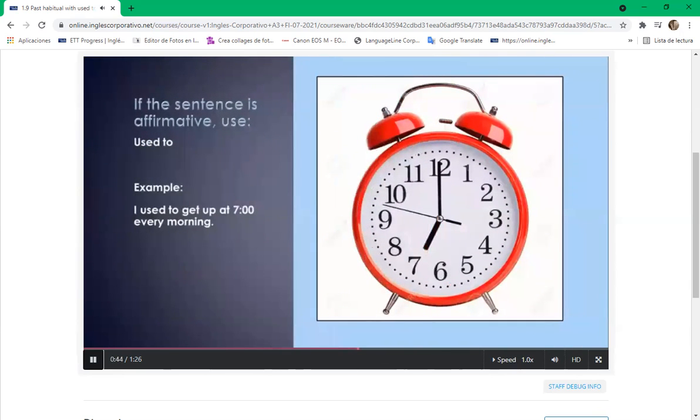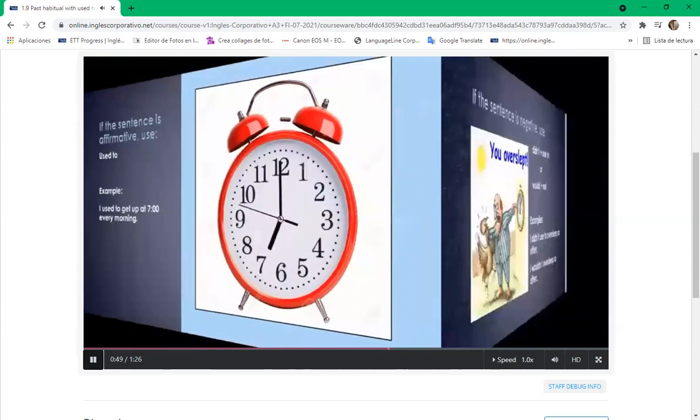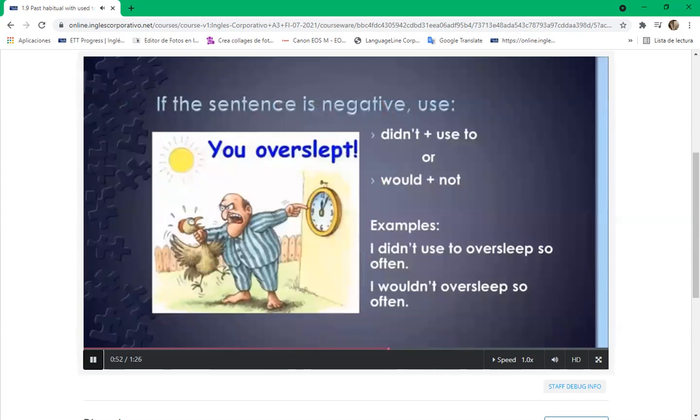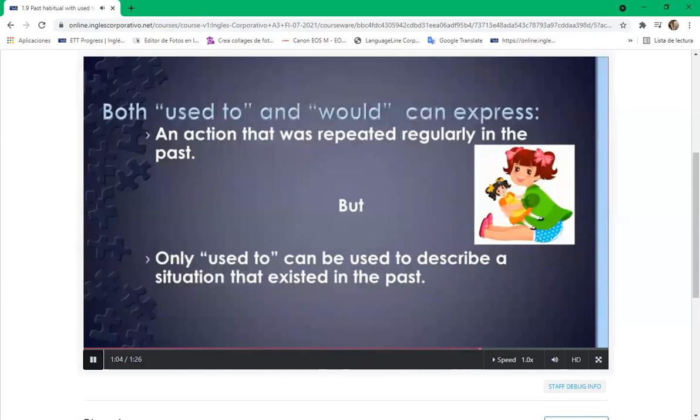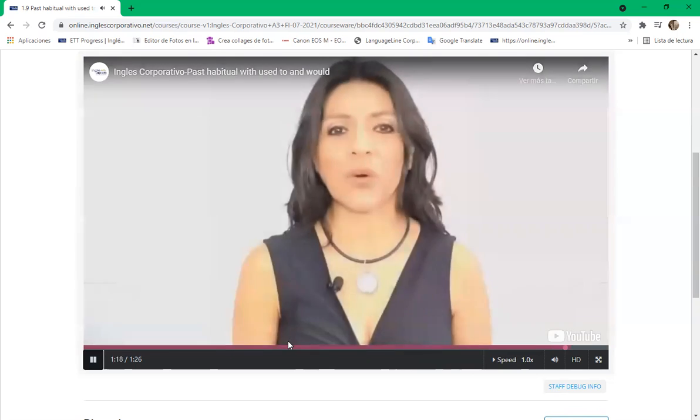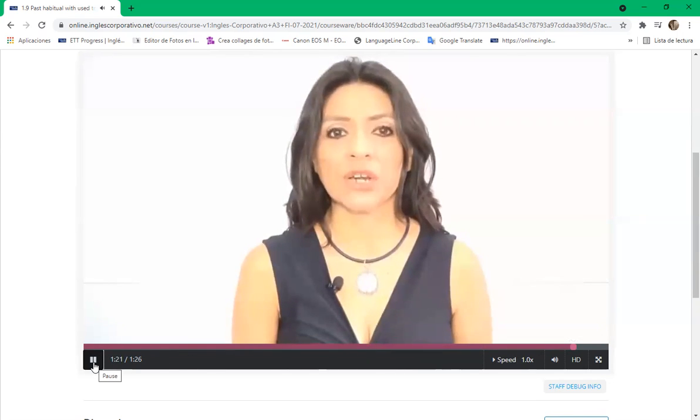If the sentence is affirmative, use used to. Example, I used to get up at 7 every morning. If the sentence is negative, use didn't plus used to or would plus not. Examples, I didn't used to oversleep so often. I wouldn't oversleep so often. Both used to and would can express an action that was repeated regularly in the past, but only used to can be used to describe a situation that existed in the past. You know, I would play with Barbie dolls when I was little. Share in our discussion box things that you used to do when you were a child.